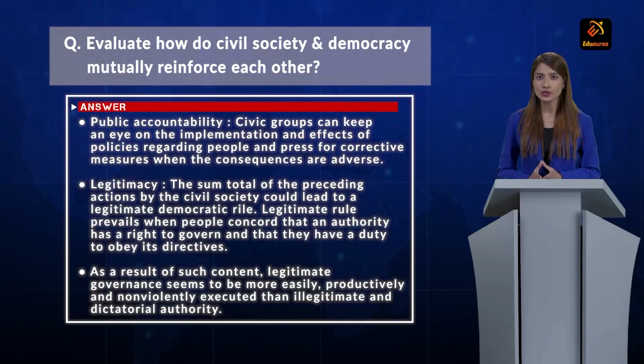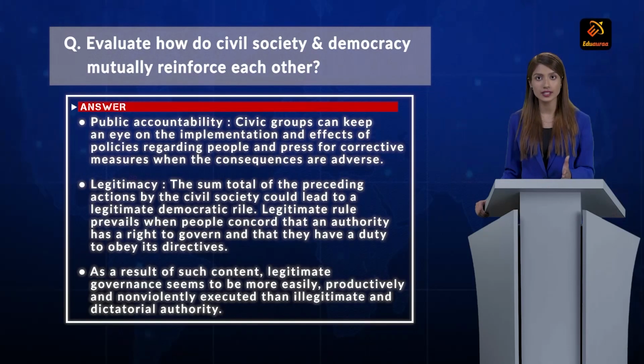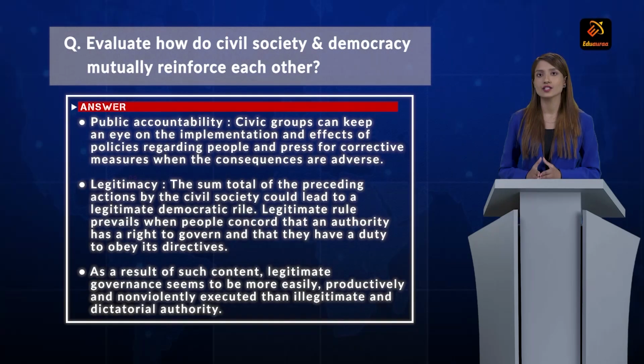Next role it can have is legitimacy. The sum total of the preceding actions by the civil society could lead to a legitimate, democratic government. Legitimate rule prevails when people concur that the authority has a right to govern and that they have a duty to obey its directives.